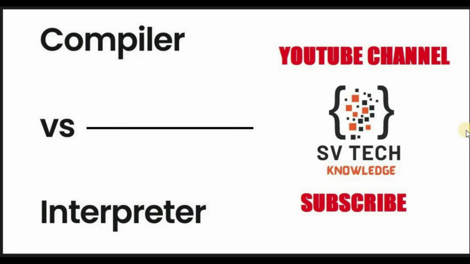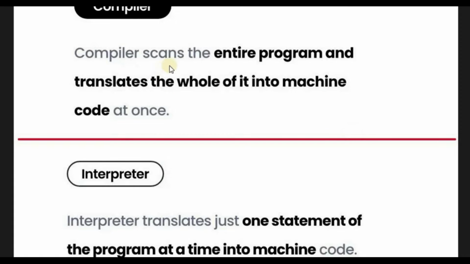Compiler versus interpreter. Compiler scans the entire program and translates the whole of it into machine code at once. Interpreter translates just one statement of the program at a time into machine code.